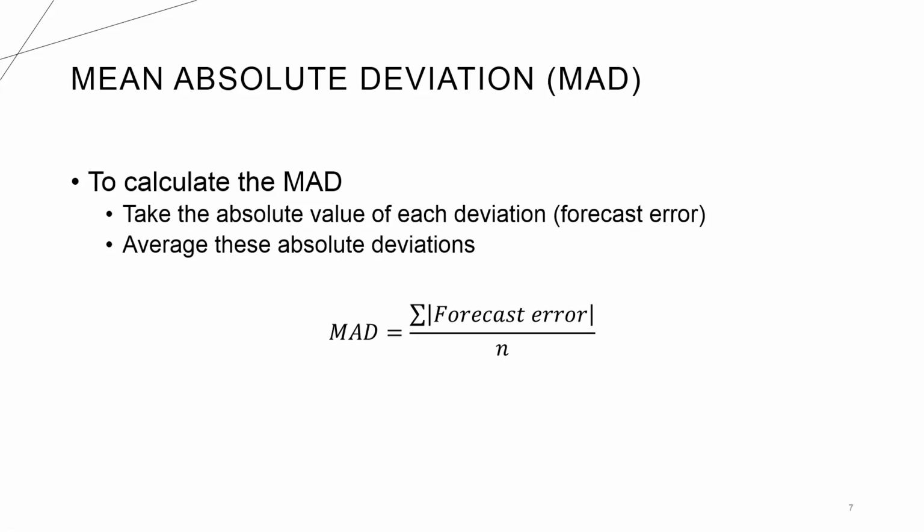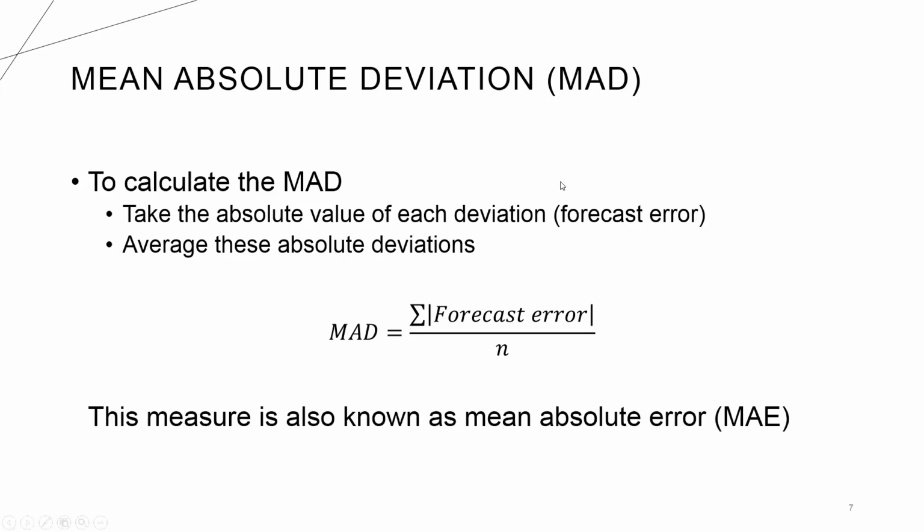Okay, so that's the MAD. That's the idea. Basic, simple thing. We're going to do some examples of this, and it's going to be pretty easy. It's also known as mean absolute error instead of mean absolute deviation. So if you see MAE or MAD, they are the same.